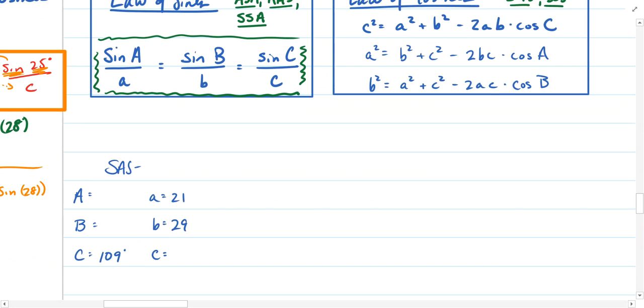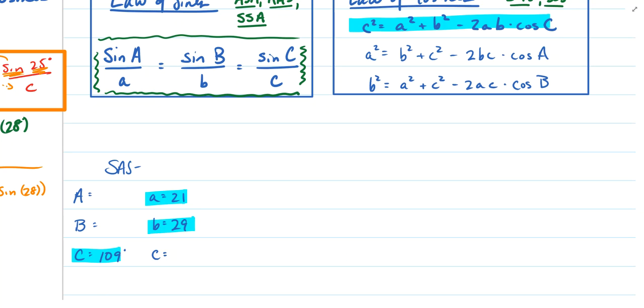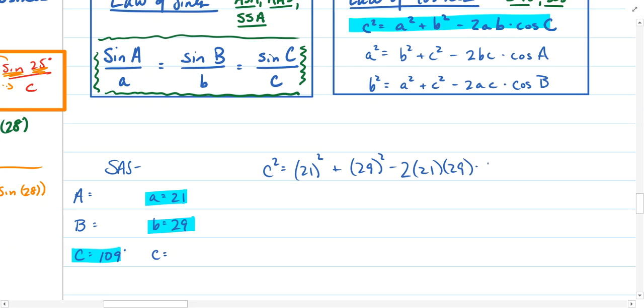Now, if I'm looking at the formats that are available of the law of cosines, I recognize that it's this top format that contains an angle measure C and side lengths A and B. So to start this process, I'm going to say that C squared is equal to 21 squared plus 29 squared minus 2 times 21 times 29 times cosine of 109 degrees.